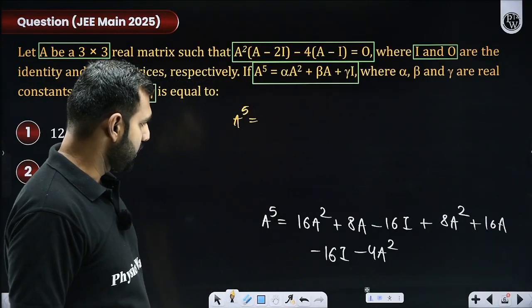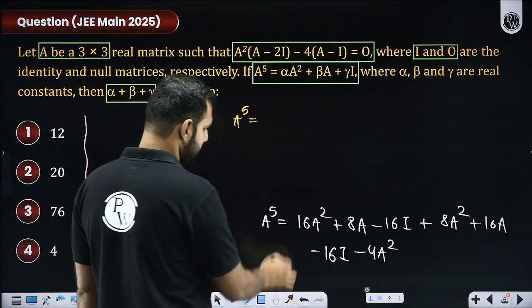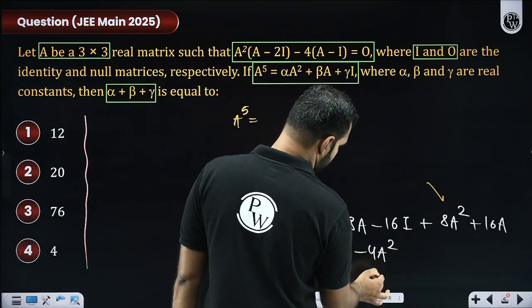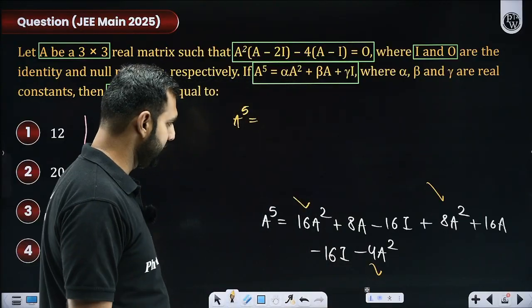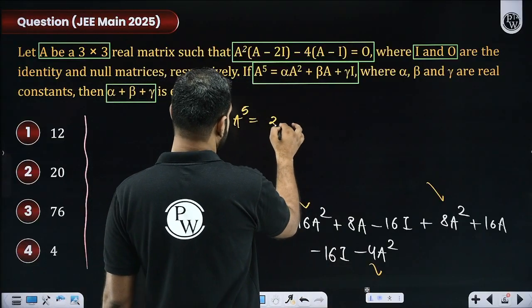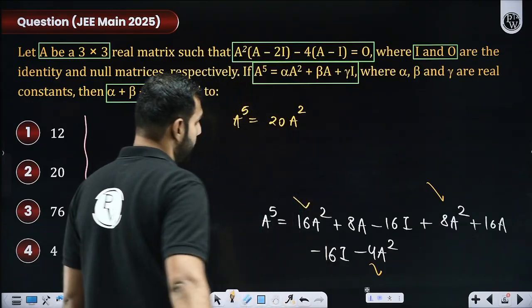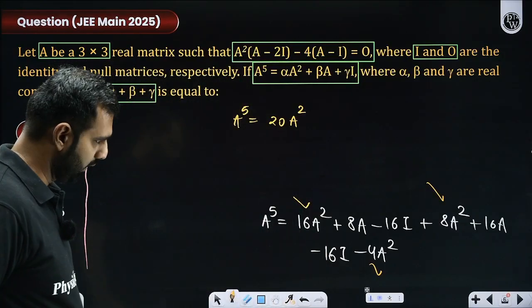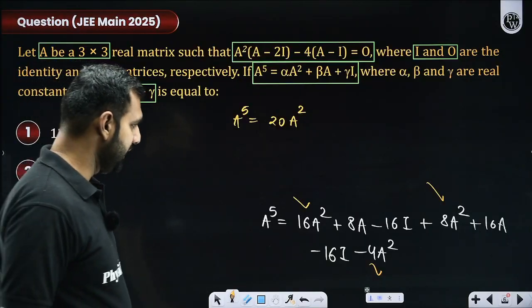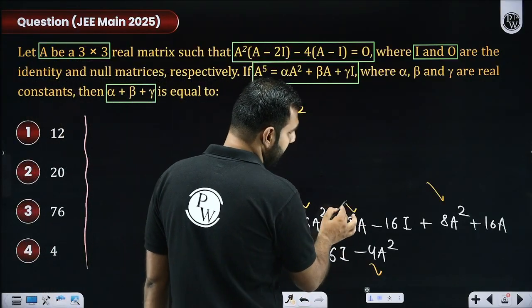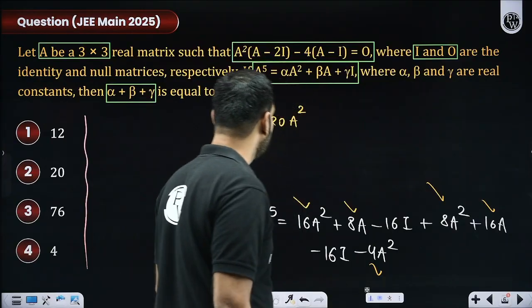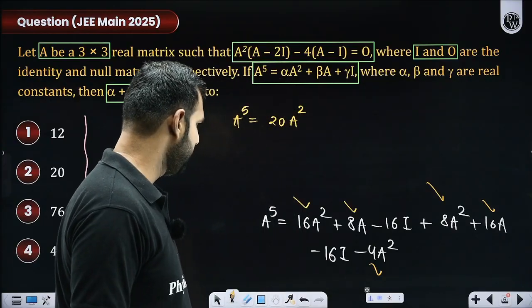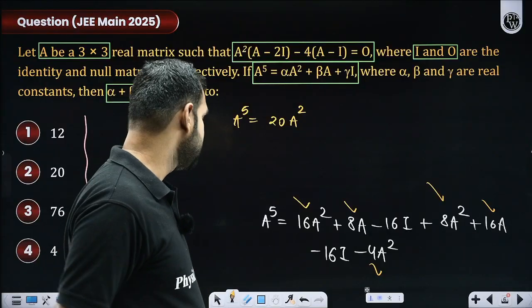Sir, let's talk about the terms with a square. So this is 16a square, 8a square and 4a square. So that is 16 plus 4. I think it is 20a square. Correct me if I'm wrong. So this will be 20a square. 16 plus 4, right? With this, terms with a. Terms with a are 8 and 16. Yes or no? 8 and 16. Correct me if I'm wrong. 8 and 16. Yes or no?